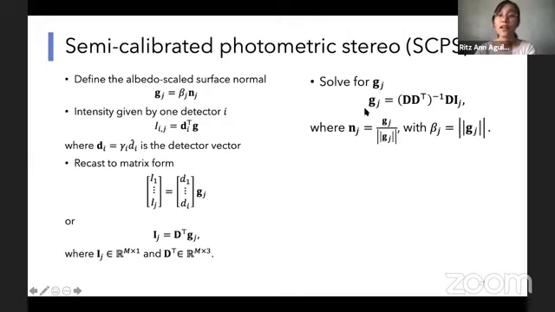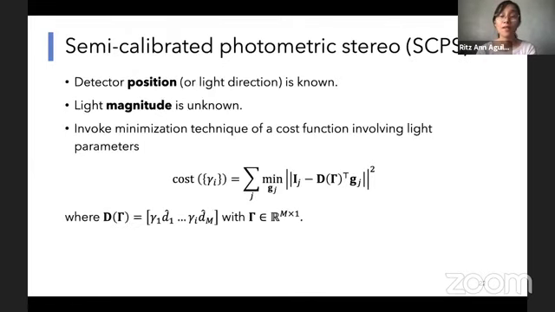We solve for this variable here using matrix inversion, a linear least squares algorithm. Then we have this formula here for solving for the albedo scaled normal. From there, the surface normal and the albedo can be extracted. And this one here is what you need to extract the 3D shape of the object.